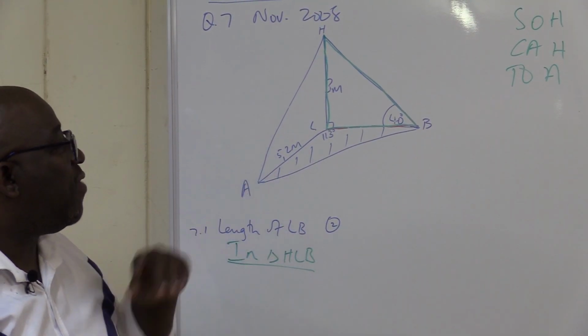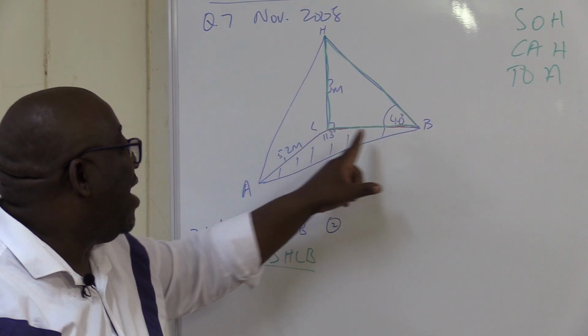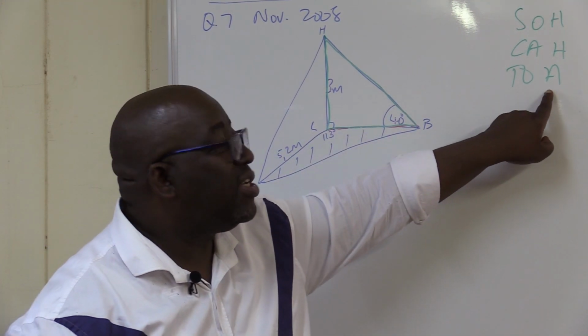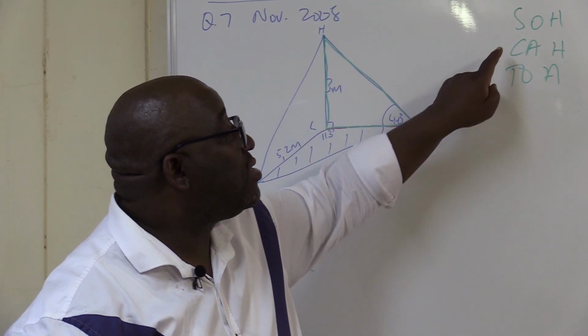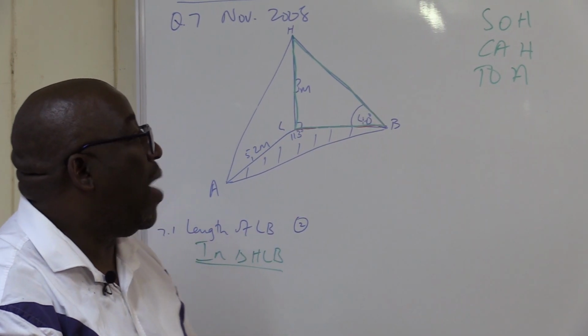Now, how do I go about finding LB? I've got to use the ratio that will include LB. What is LB? It is the adjacent. I see adjacent here, I see adjacent there. So I can either use this or this at the moment, but you can only choose the best one.